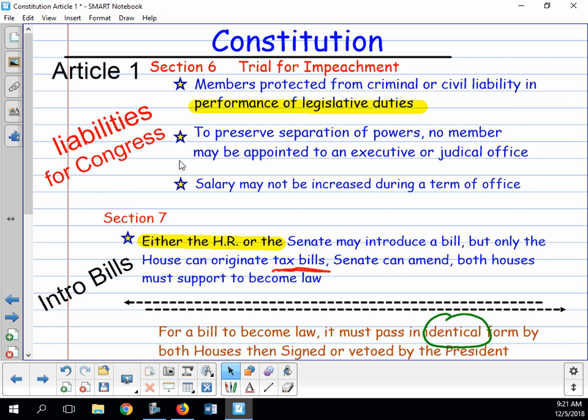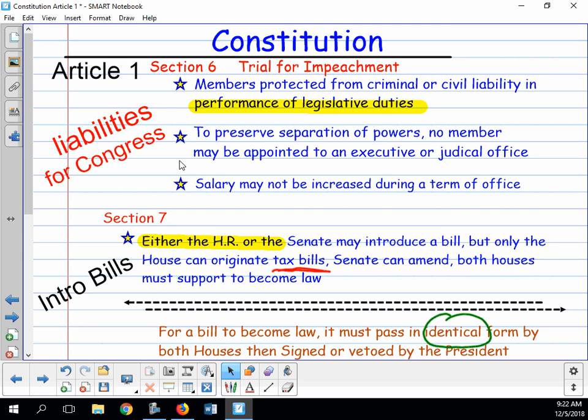All right, then moving on to the next one. To preserve separation of powers, no member may be appointed to an executive or judicial branch. What this means simply is, if you are a member of one branch of government, you may not be a member of another branch of government as well.